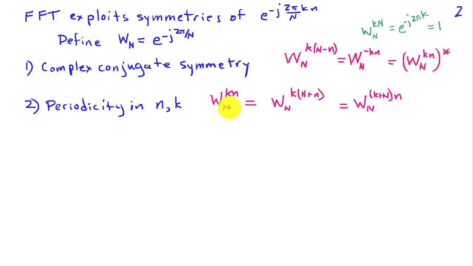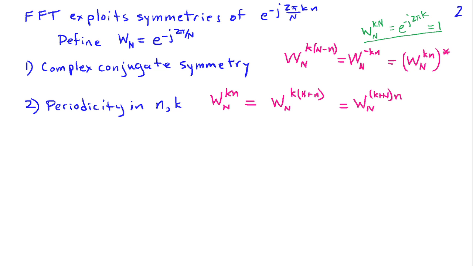This W sub n is periodic in both k and little n, with period capital N. So if I add capital N to little n, I get the exact same result as I started from. And if I add capital N to k, I also get the same result. And this basically also follows from this property that W_N^k to the capital N is exactly equal to 1.